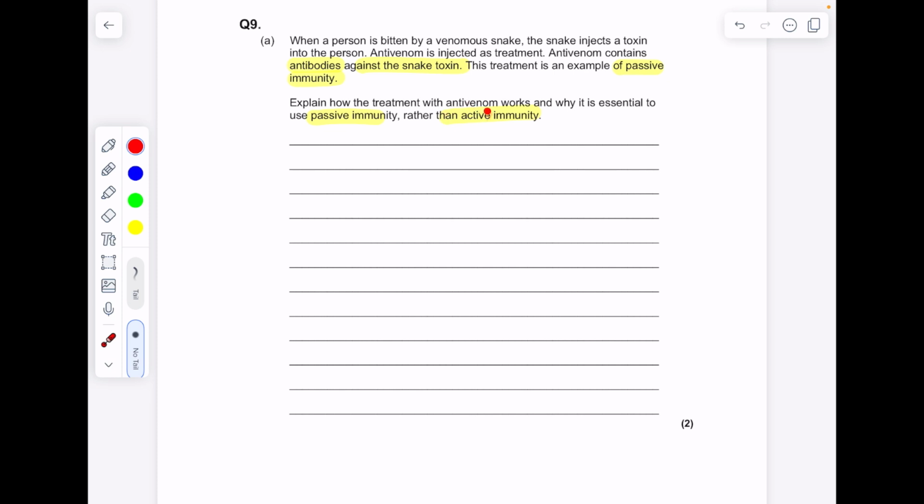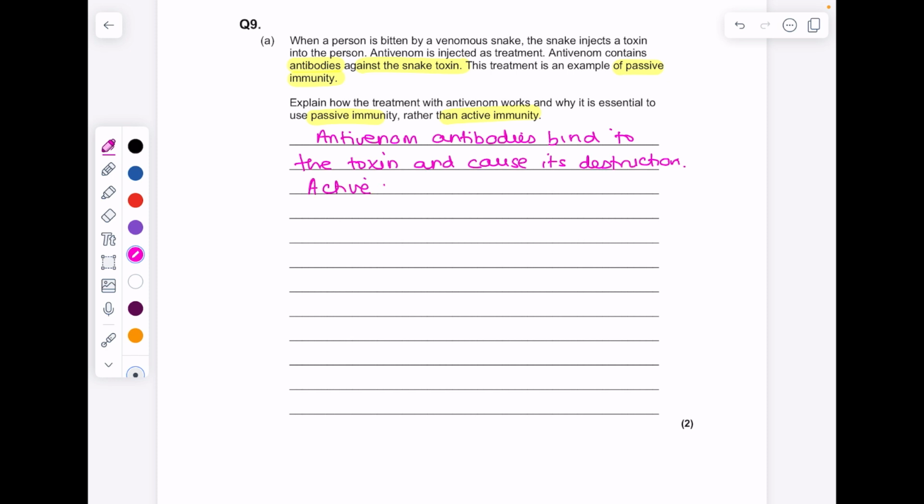This point here is obviously all to do with timing. The passive immunity is about injecting antibodies, which will actually attack the toxin and cause its destruction, whereas active immunity would take far too long waiting for our B cells and T cells to get involved, and at that point that person might have unfortunately already died, depending on how venomous that snake is. So let's start by saying that antivenom antibodies bind to the toxin and cause its destruction. Active immunity would be too slow and may lead to the death of the person.